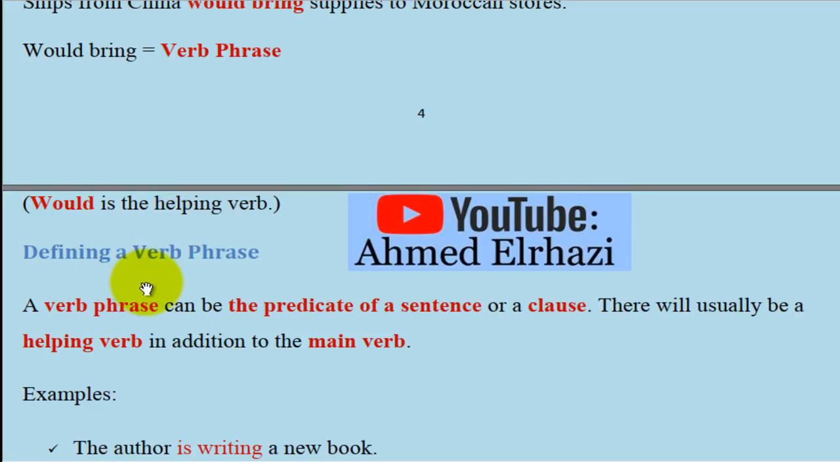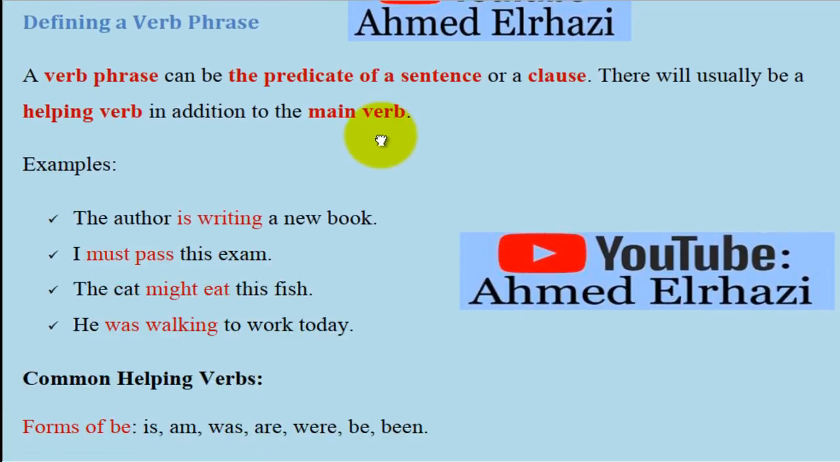Defining a verb phrase. What is a verb phrase? You heard verb phrase; what do we mean by it? A verb phrase can be the predicate of a sentence or a clause. Okay, we saw the predicate before. There will usually be a helping verb in addition to the main verb. When you hear verb phrase, know that there is usually a main verb and its helping verb, in addition to the main verb.